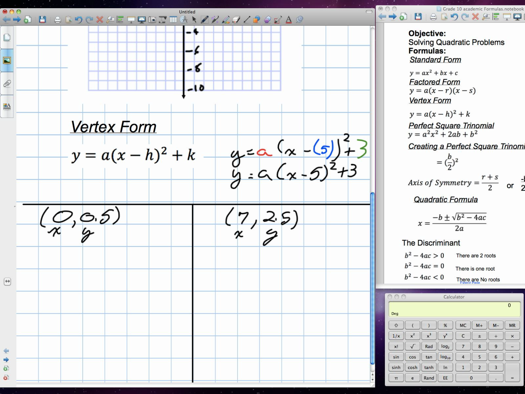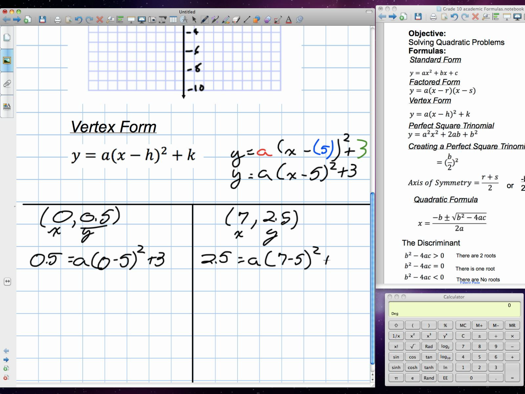So we already had our formula from before. Our y value is 0.5, so 0.5 is equal to, we're still solving for a. Our x value is 0, minus 5 squared plus 3. Our other version, y is 2.5 is equal to a. X is 7 minus 5 squared plus 3.